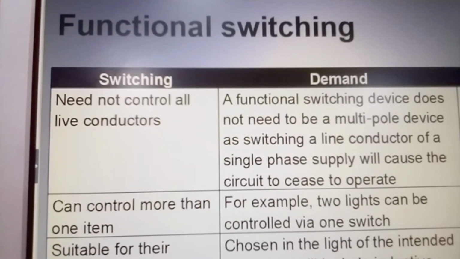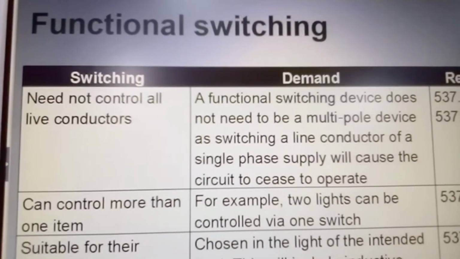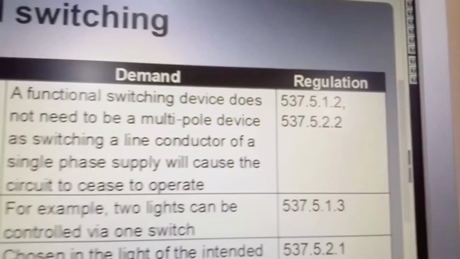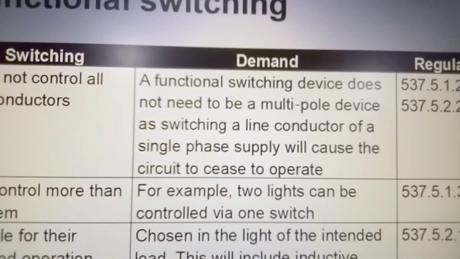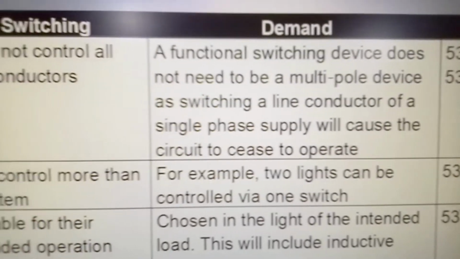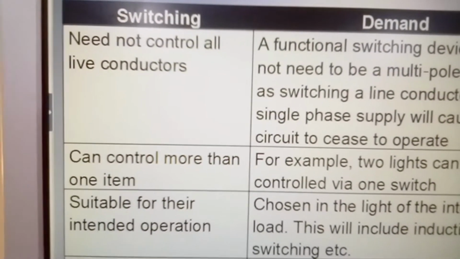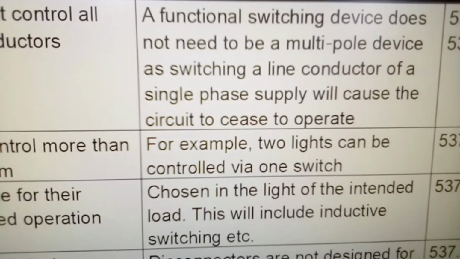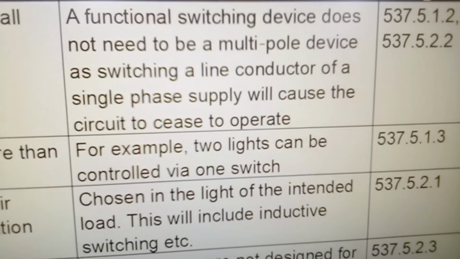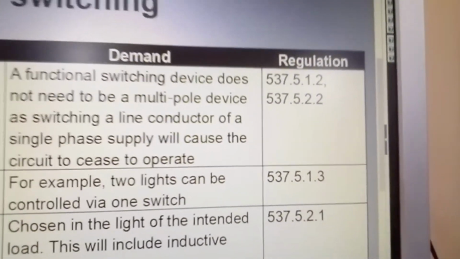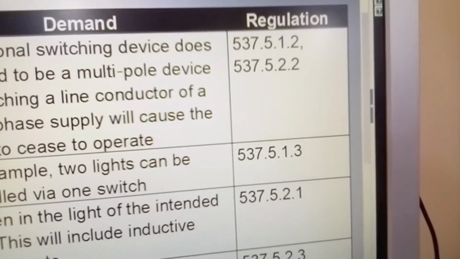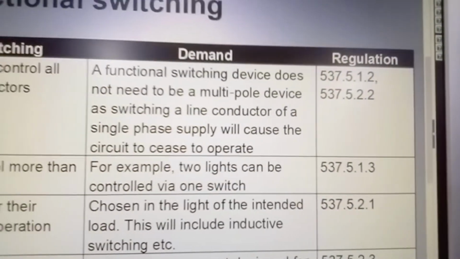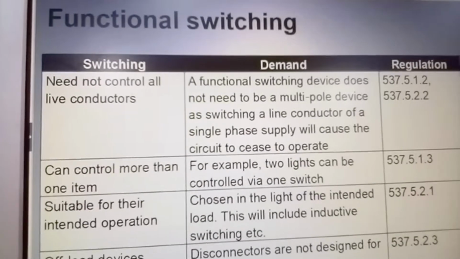And it tells you again switching can control more than one item. It's giving you examples here. Offload devices. And again we have the regulations here which tell you which one applies to it. Right, let's just come back a bit to make sure we can get everything in play.